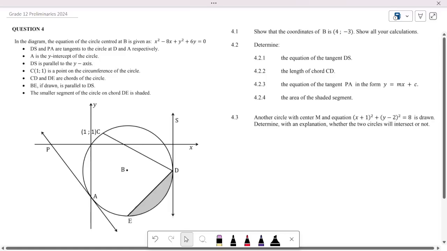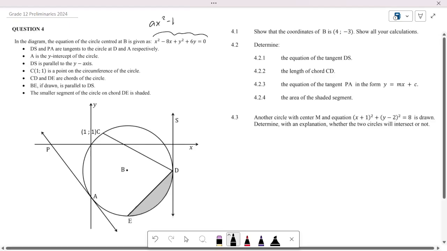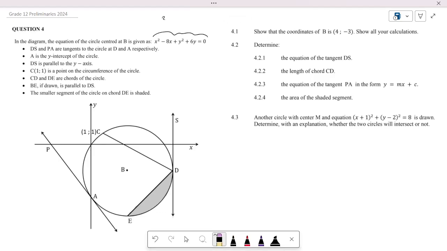So here's question 4. Question 4 says, in the diagram, the equation of the circle centered at B, saying that B is the center of the circle, is given as the following equation. We can clearly see that the equation is given in the form ax squared minus bx plus bx plus cy squared plus dy equals 0. That's the format we have over here, but let's not focus on that for now.